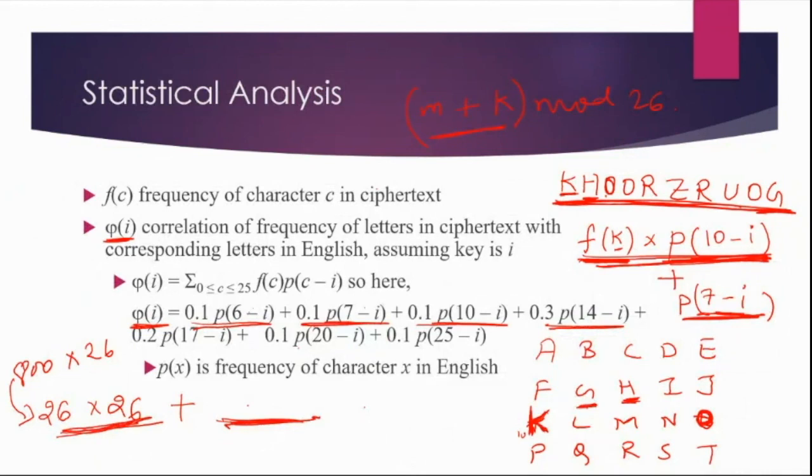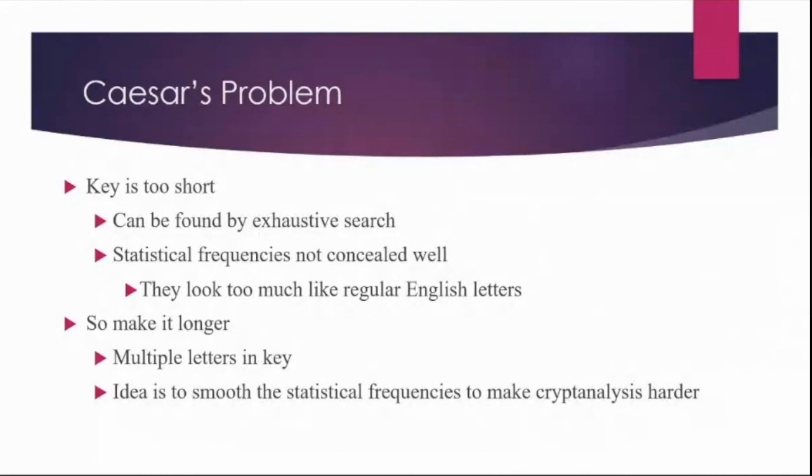That's it. So Caesar cipher is not considered to be a strong cipher because the problem lies in the key. The key is very short. It is just one letter. And if somebody finds that key, we are done. The key could be found by exhaustive search in the worst case. If you apply statistical frequencies, it is also not concealed well, because there is a very strong correlation between the frequency of English letters in plaintext and the ciphertext letters. So statistical frequency is also not concealed well.